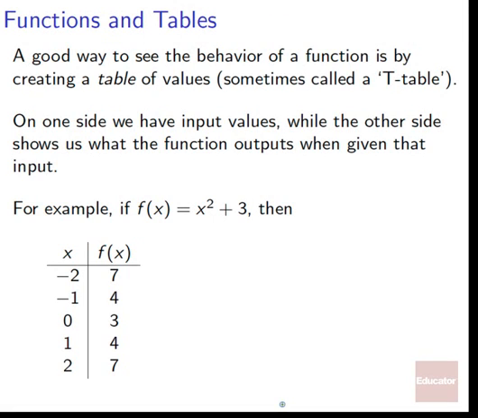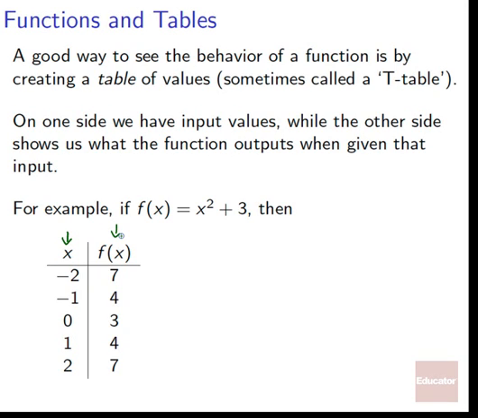A good way to see the behavior of a function is by creating a table of values. Sometimes we call it a t-table because it has the shape of a t, right? On one side, we have input values, while the other side shows us what the function outputs when given that input. So normally, the left side will be our input value, and the right side will be our output value.